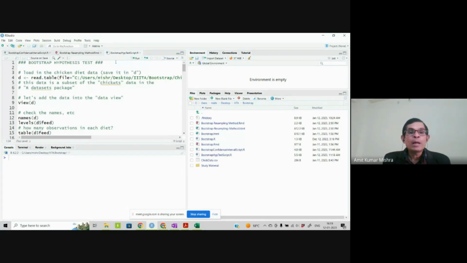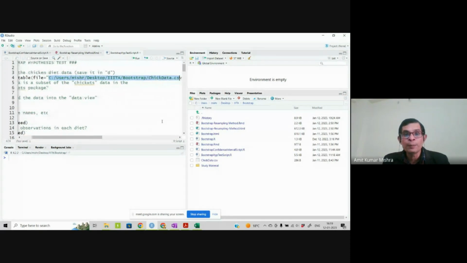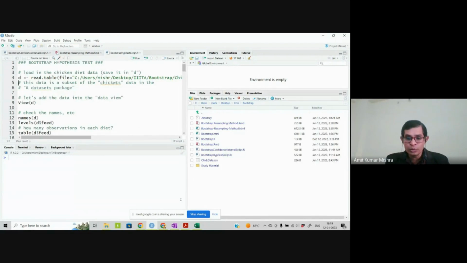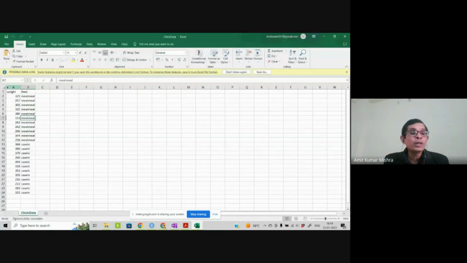So, bootstrap hypothesis testing. First I am going to read the data and save it in D. So read.table, I have given file equals the path of the file. This is a comma separated value file, and then header is true and separator is comma. Why is header true? See the data: weight and feed are there, so headers are there, so header is true.